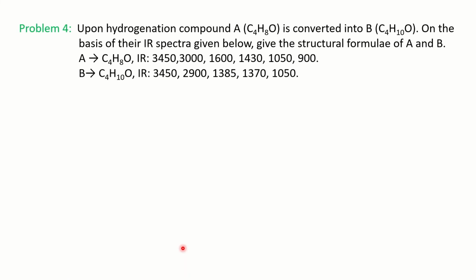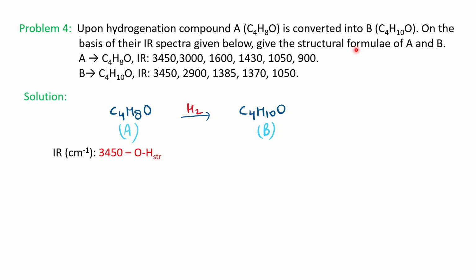Okay, so in this problem we are talking about two molecules here, A and B. Molecular formulas are given. Along with the IR data, you have to find out the structure, given that upon hydrogenation A converts to B. So what is the possibility of the structure? First, IR data 3450, this is a range for OH stretching. You have oxygen only here, no nitrogen. 3000 is for the olefinic stretching. And 1600 is a peak for C double bond C stretching.